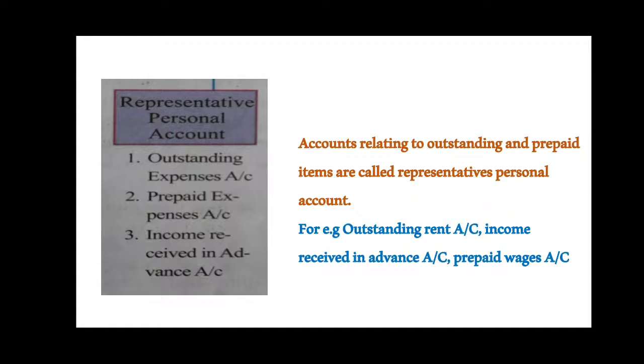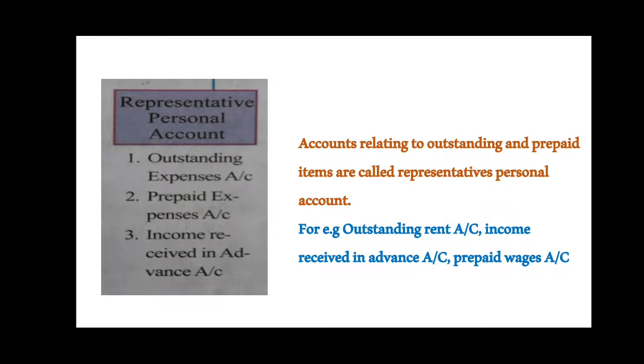The third type of personal account is representative personal account. This account is related to outstanding and prepaid items. What is outstanding? An outstanding expense is an expense which is due but has not been paid. An expense becomes outstanding when the company has taken the benefit but the related payment has not been made. For example, rent due but not paid. And what is prepaid? Prepaid expenses are paid in advance.